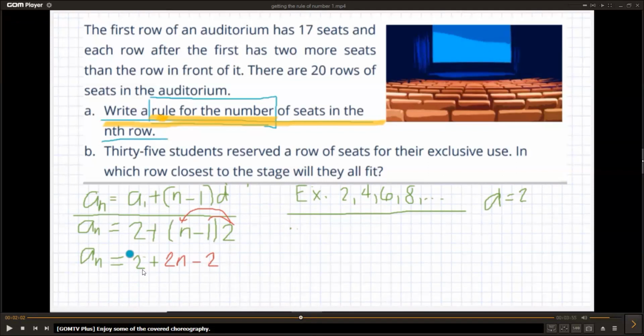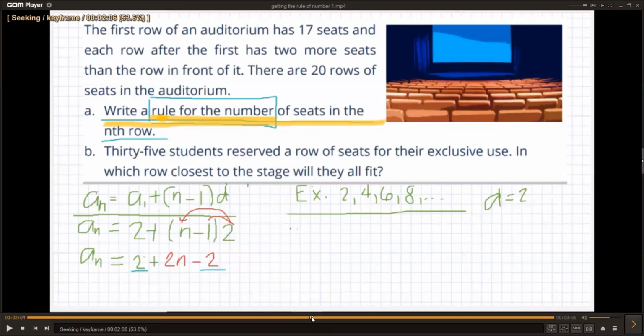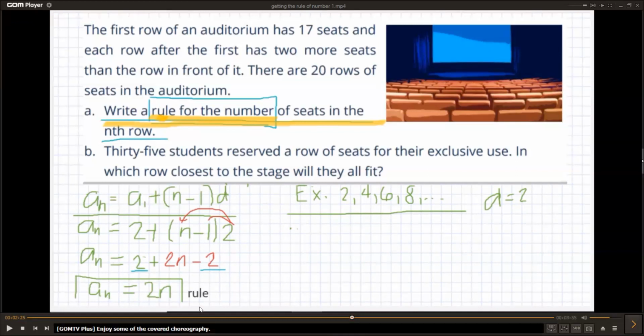So we have a_n is equal to 2 plus 2n minus 2. Then let's work on combining the like terms. The like terms here are 2 and 2. So 2 minus 2 is 0. What is left here is 2n. So that would be the rule of this arithmetic sequence.